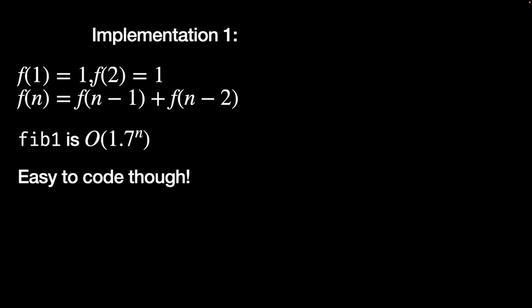For the algorithm that we just wrote, we have exponential time to calculate the nth Fibonacci number. It's O of 1.7 to the n, but the advantage is that many of you were able to code it in just a few seconds. Can we do better? The answer in this class is almost always yes.